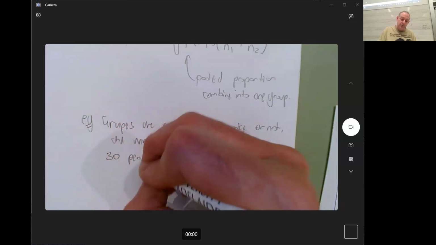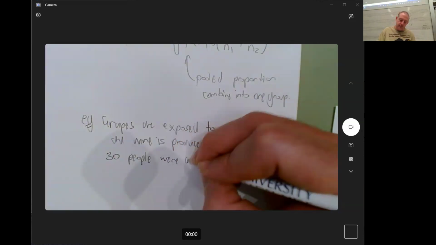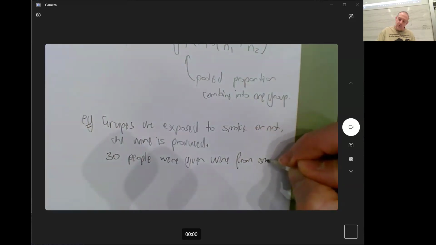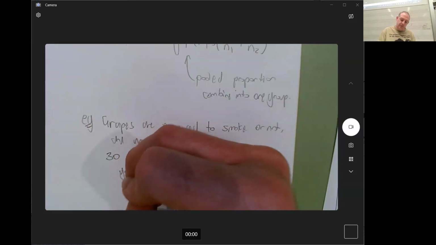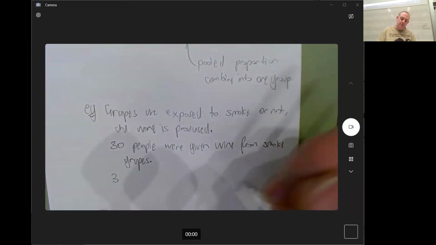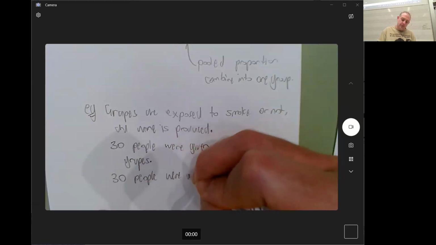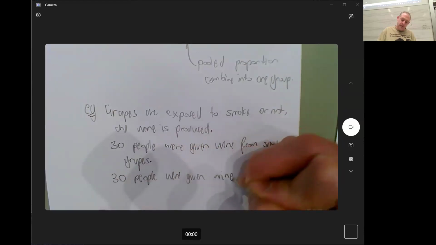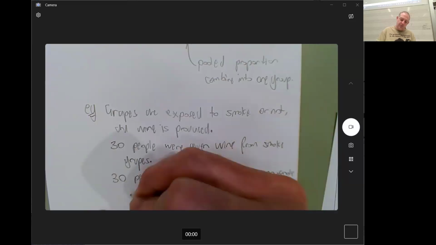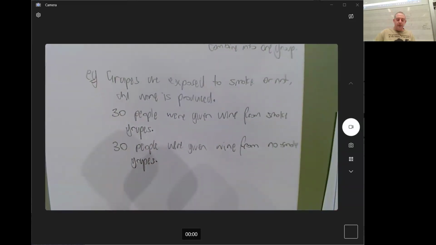30 people, sure. Wine from smoke grapes. And 30 people for wine from no smoke grapes.